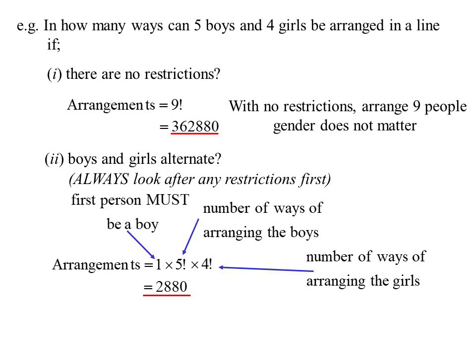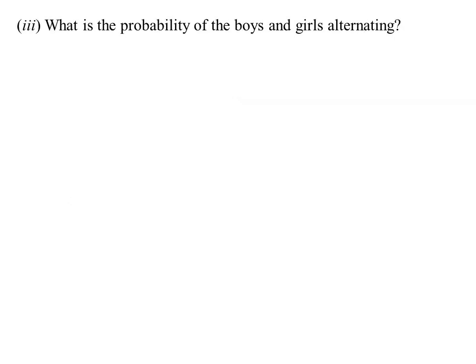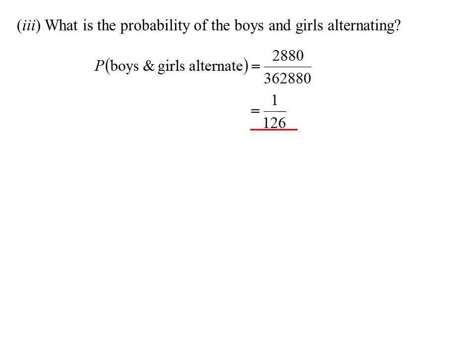Okay. Along comes the now logical question, what's the probability that the boys and girls alternate? And it becomes a very easy question to do because we now know the size of those spaces. 2,880 over, just imagine if we wrote out every possibility, we'd be here forever. 1 in 126 is the probability.